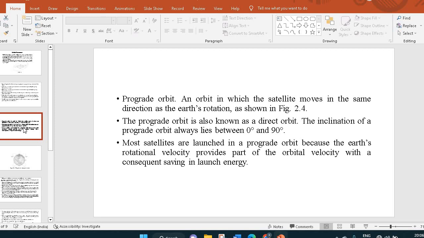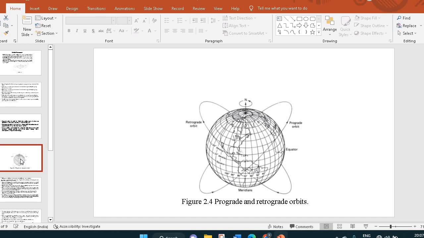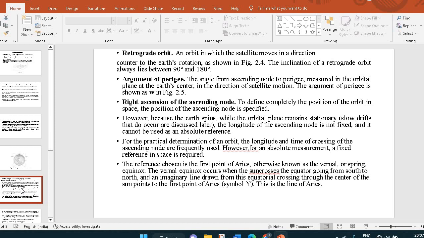Most satellites are launched in the prograde orbit because the Earth's rotational velocity provides part of the orbital velocity, with a consequent saving in launch energy. Figure shows the prograde and retrograde orbits. Retrograde orbit, an orbit in which the satellite moves in the direction counter to the Earth's rotation, as shown in the figure. The inclination of the retrograde orbit always lies between 90 degrees and 180 degrees.